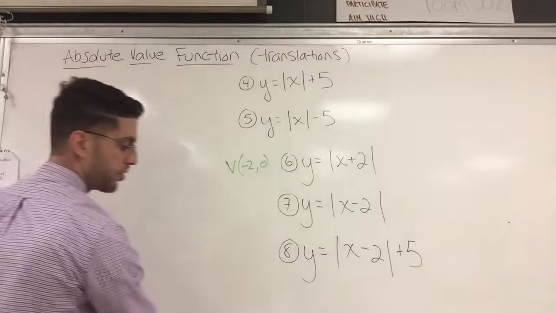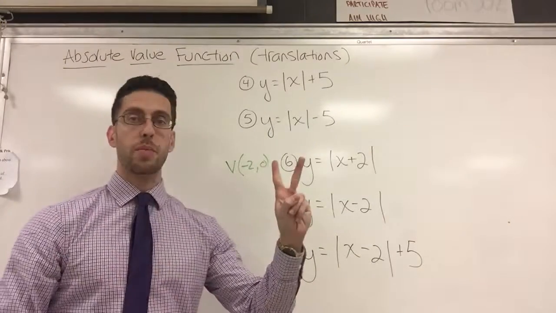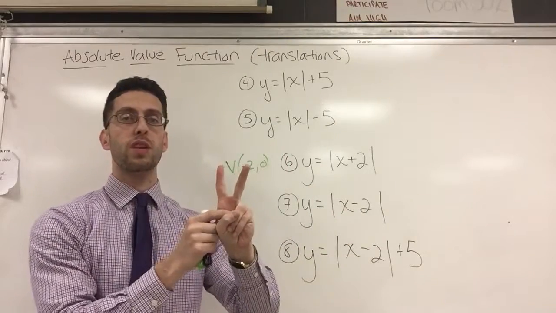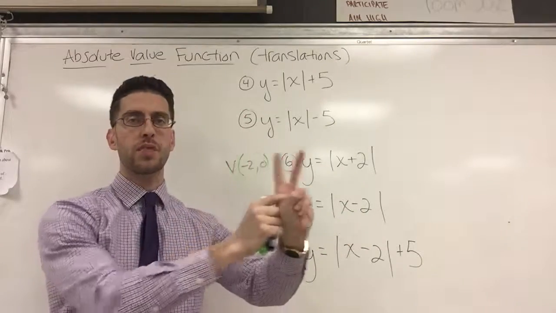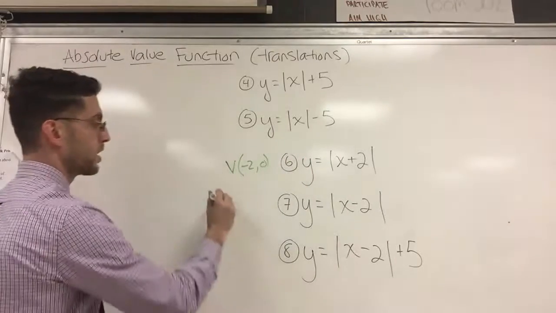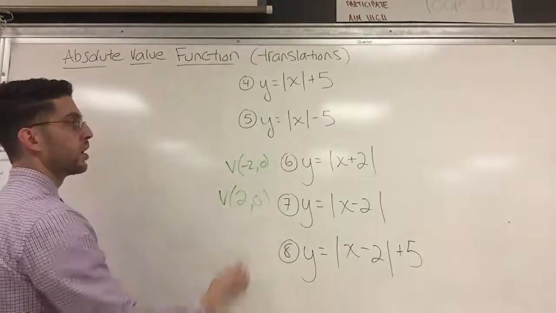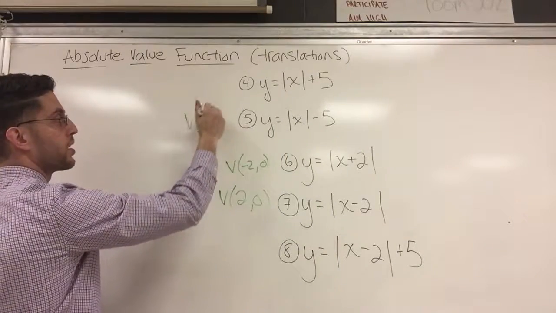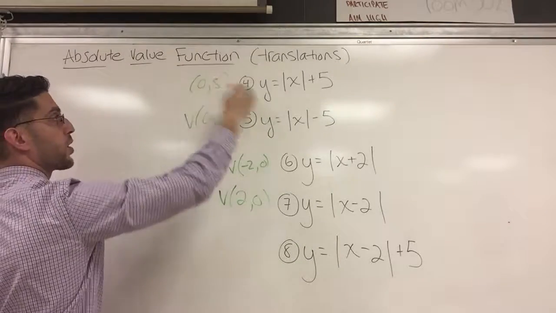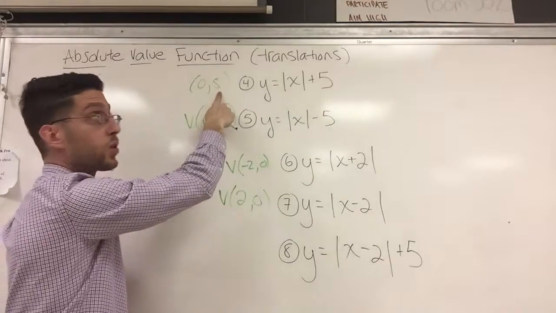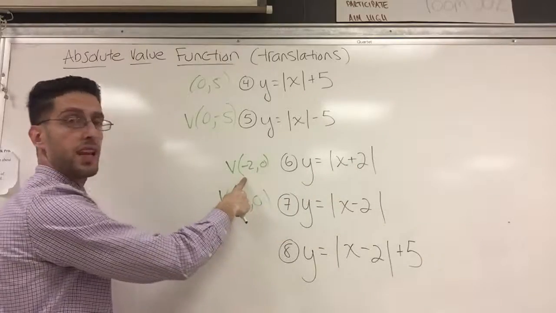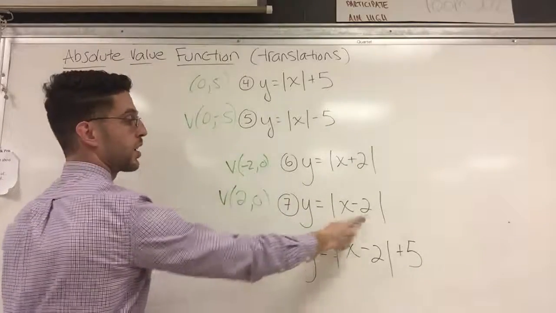It takes the parent graph, and wherever that parent graph starts, which is 0, 0 for the vertex, and this time -2 means we're going to move it up, no, down, no, left, left, no, to the right. It's the opposite of what you thought. Here my vertex is 2, 0. Here what was the vertex? 0, negative 5. Here what was the vertex? 0, 5. So this one brought it up 5 units like it looks like it, down 5 units like it looks like it, opposite. Left 5 units, left 2 units, right 2 units.